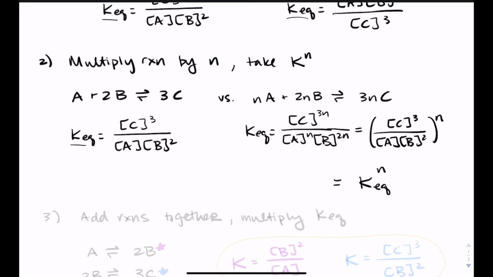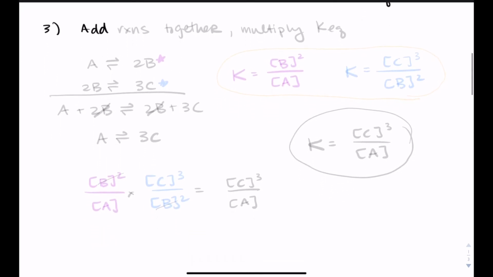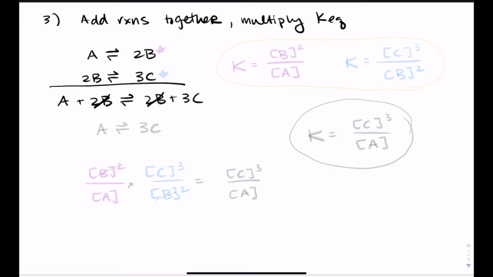The last manipulation is that if we add reactions together, which we have done before, we'll definitely do it again, you multiply the KEQs. So we're looking at A in equilibrium with 2B added to 2B in equilibrium with 3C. If I write the equilibrium constant expressions for these individually, I've got one marked in purple, one marked in blue. The A in equilibrium with 2B, my expression is B squared over A. 2B in equilibrium with 3C, my expression is C cubed over B squared.